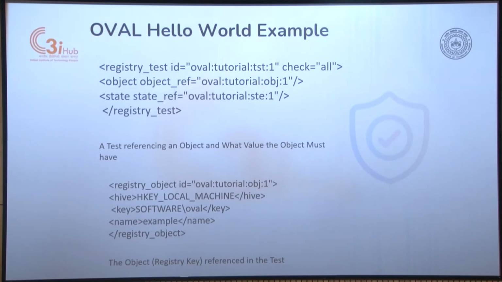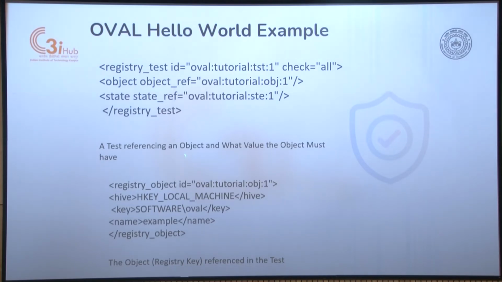So, this is what OVAL kind of looks like. Here is a test. You have an ID for the test, and then it has some meta information like check all. Then what object are we talking about? Now, this is an example. In this case we are talking about a tutorial object, and what state we are talking about. The state is also a synthetic state variable. So, this variable and object are not important for us.